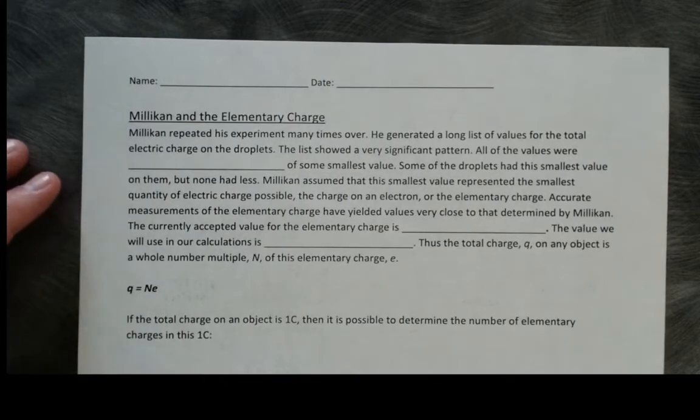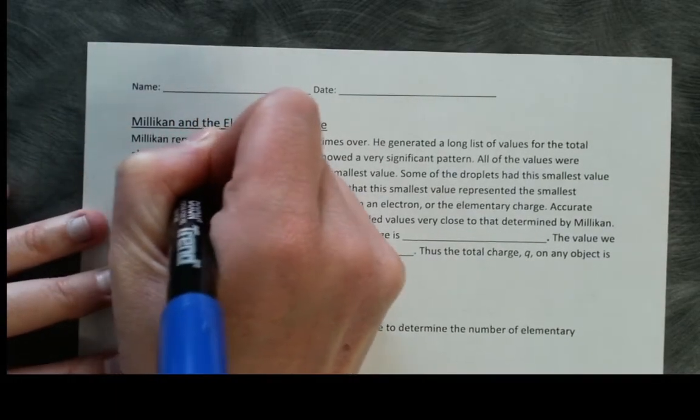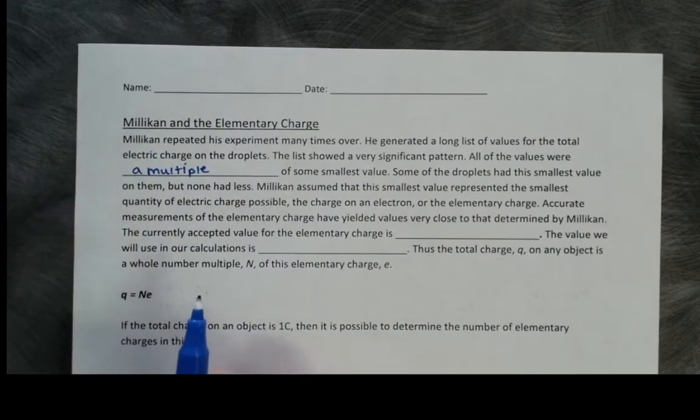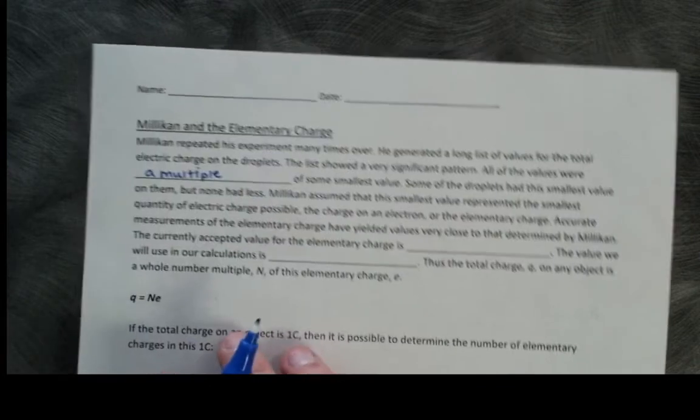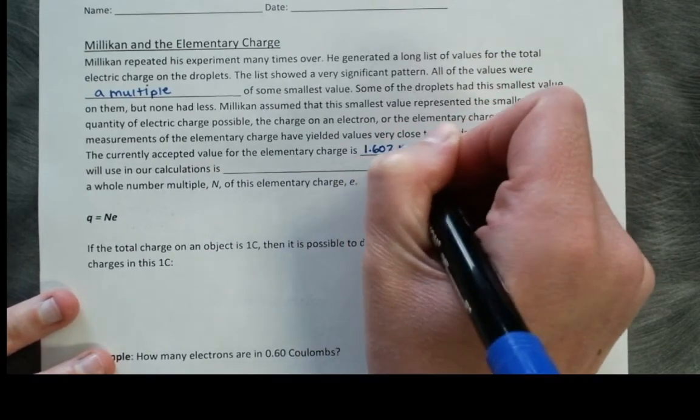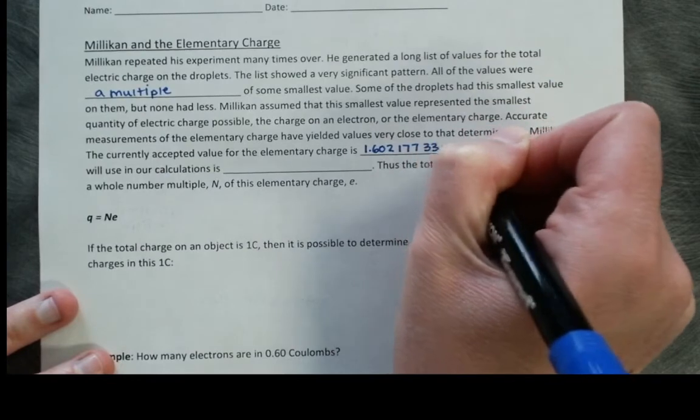So he repeated his experiment over and over and over again. He generated a long list of values, and he had a pattern. And this pattern was that all of the values were a multiple of some base small value, which is what they kind of hypothesized. Some of the droplets had this small value, but none had less. So he didn't get any numbers smaller than this one particular value. So basically, current modern values have replicated his values almost exactly. So the currently accepted value for the elementary charge, or the smallest possible charge that can exist, is this number.